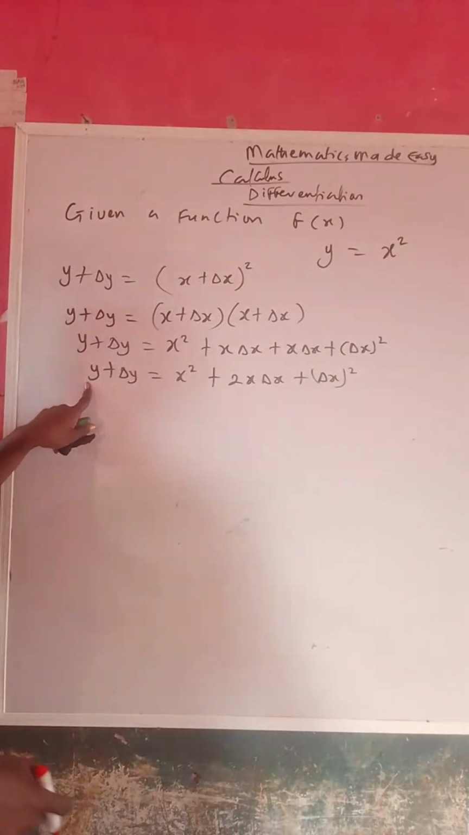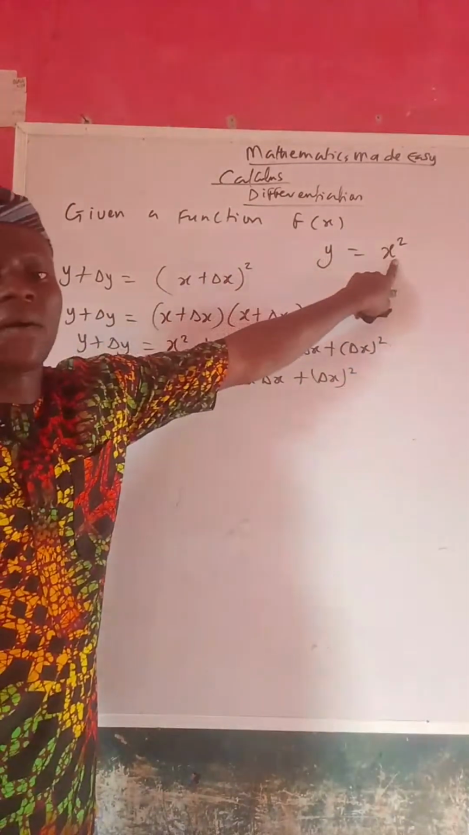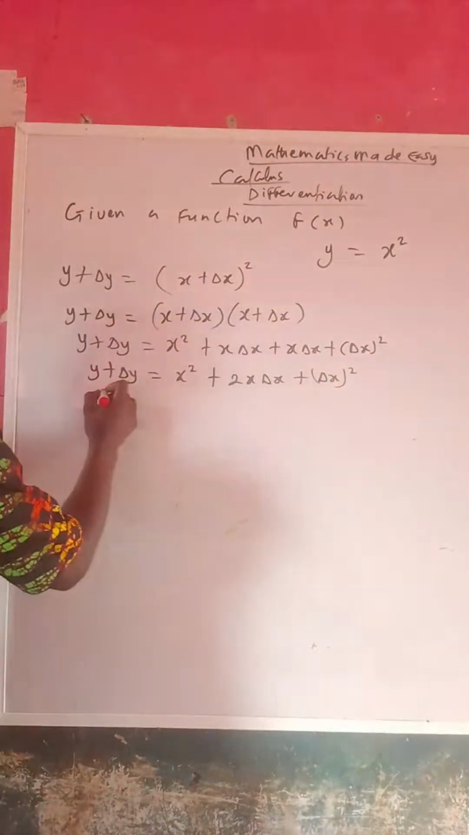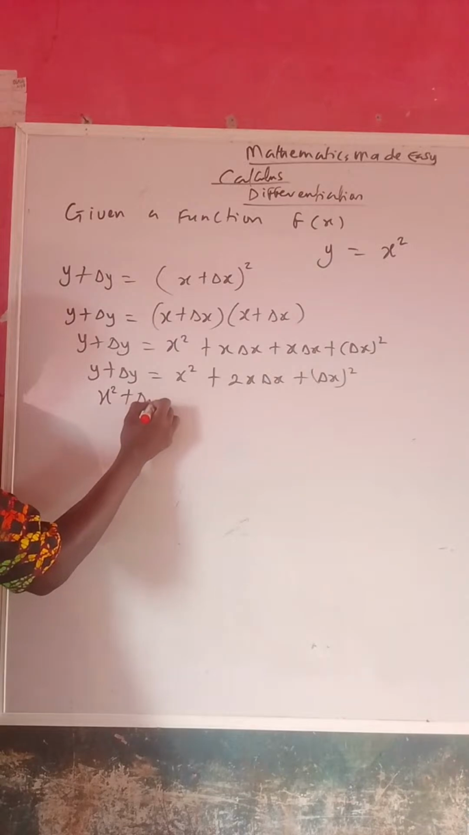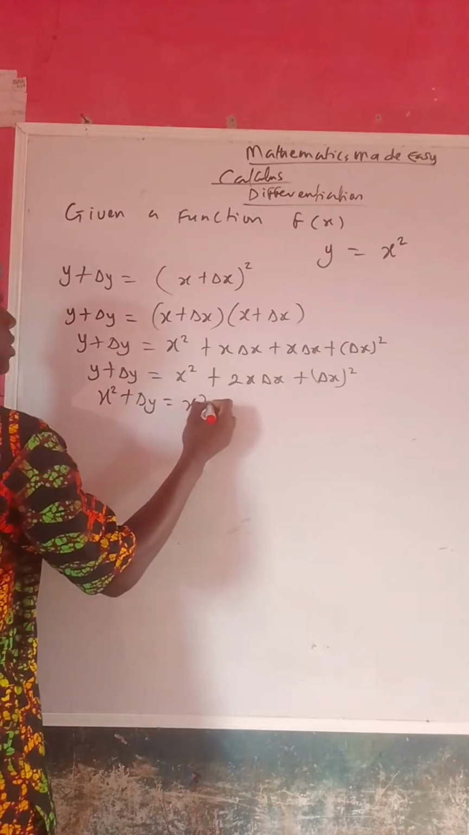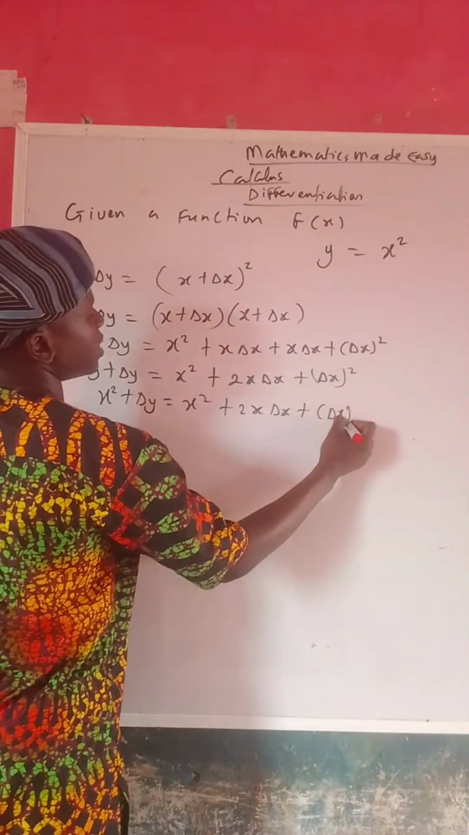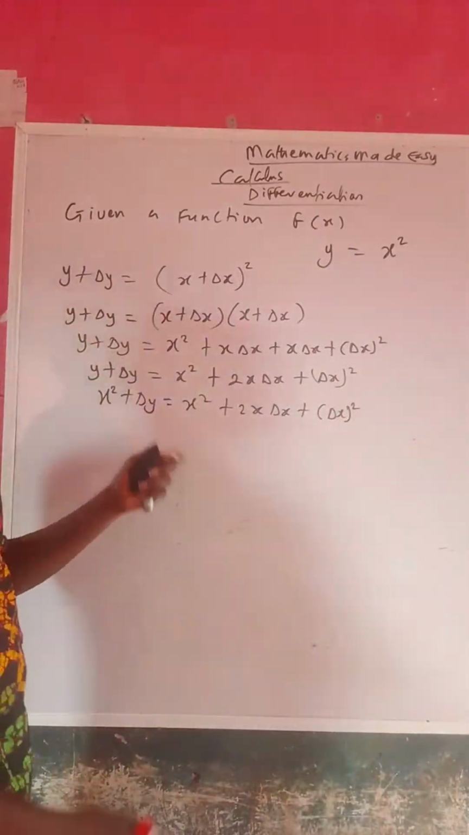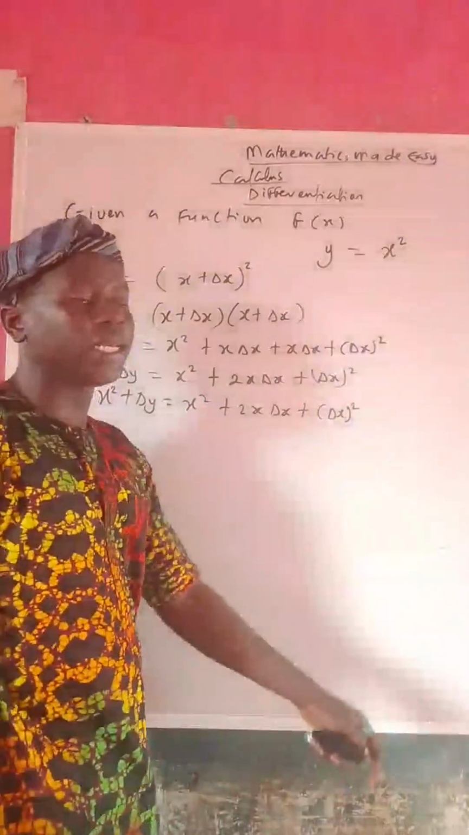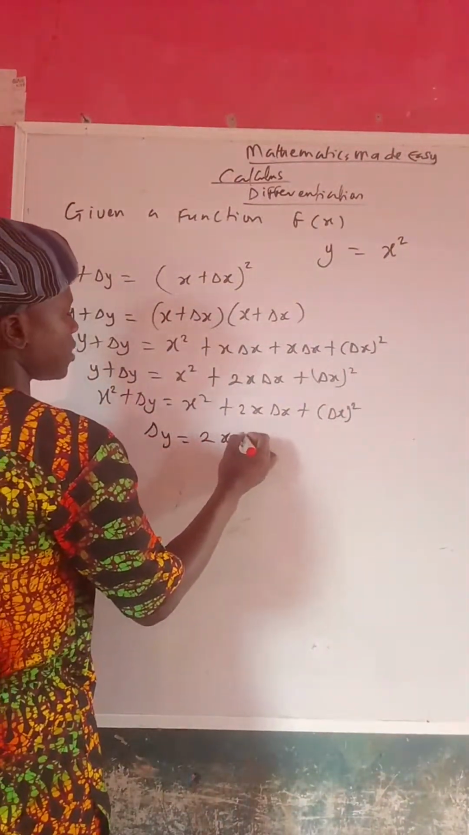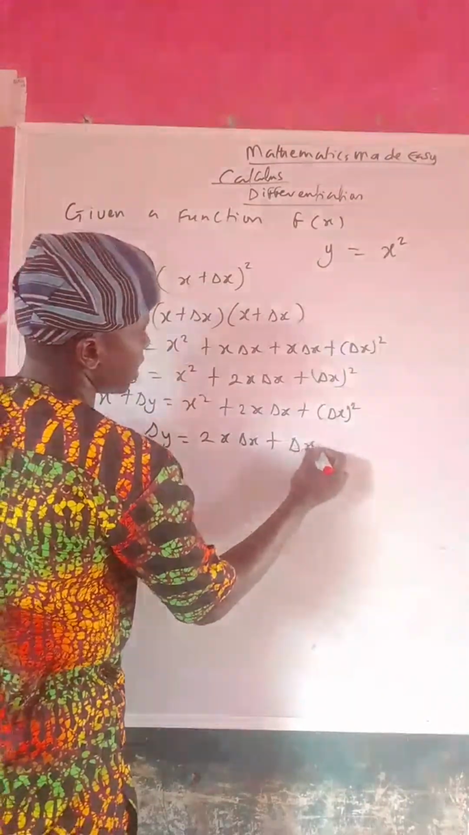Now remember, y is x to the second power. So substitute y back to x to the second power. So we have x to the second power plus change in y equals x to the second power plus 2x change in x plus change in x to the second power. Then we subtract x to the second power from both sides. So we have change in y equals 2x change in x plus change in x to the second power.